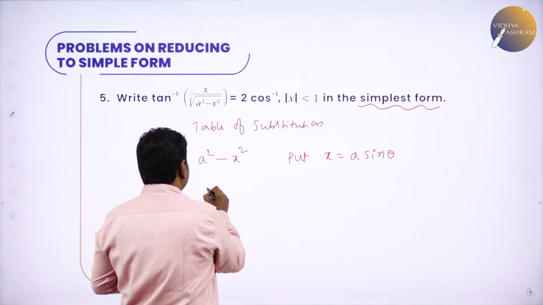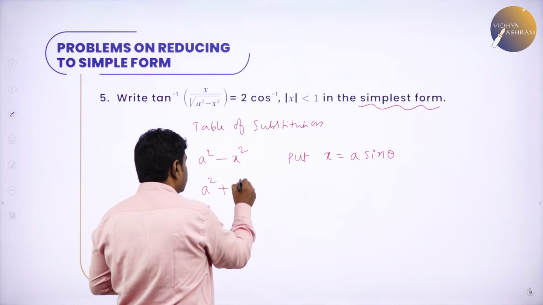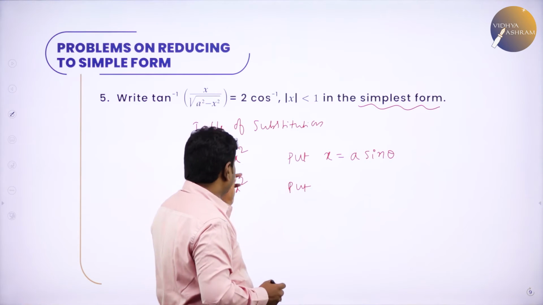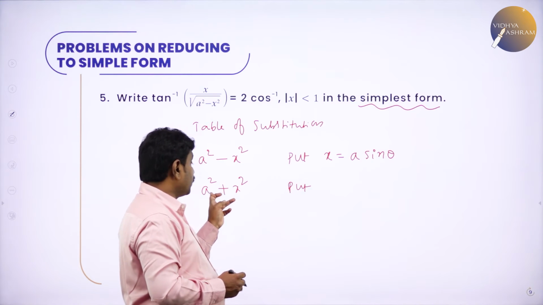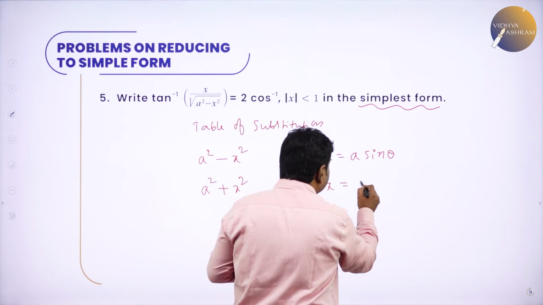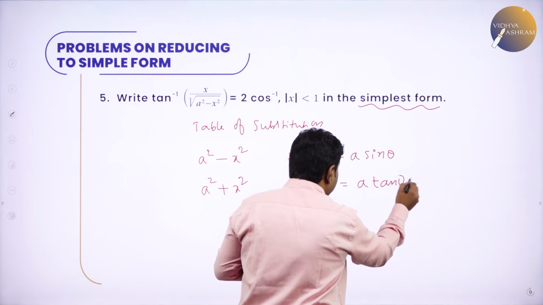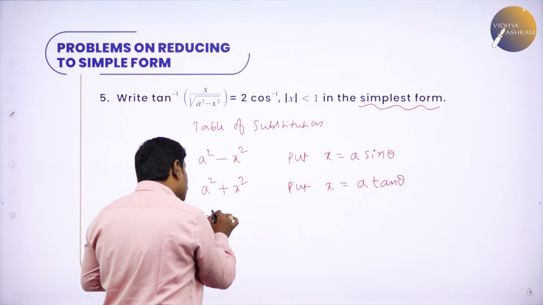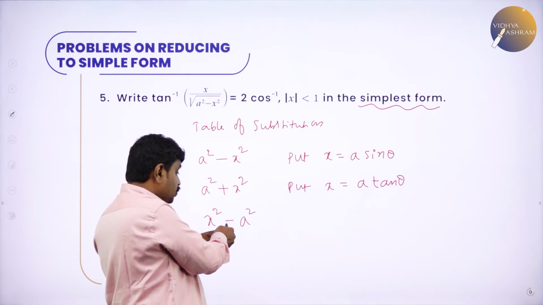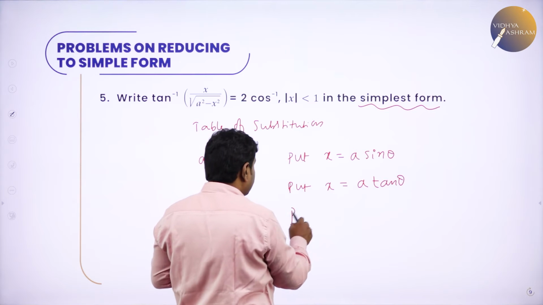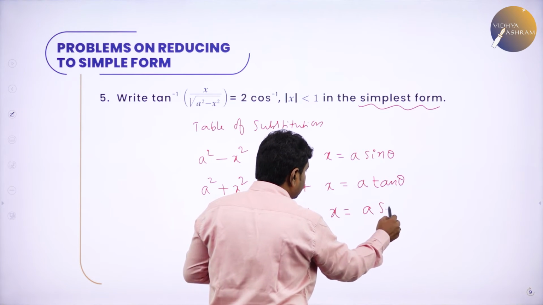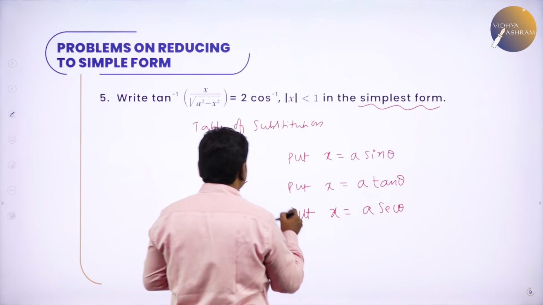And A square plus x square, put x as, if variable x, because 1 minus sin square becomes cos square, here 1 plus tan square becomes sec square, so put x as A tan theta. And last but important, x square minus a square, please understand, variable square is positive but the constant square is negative, so put x as A secant theta. Very interesting.